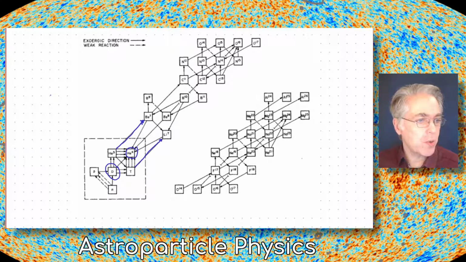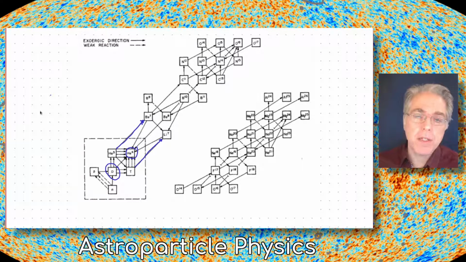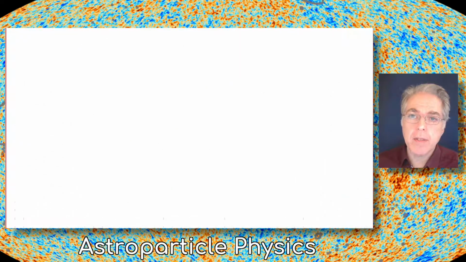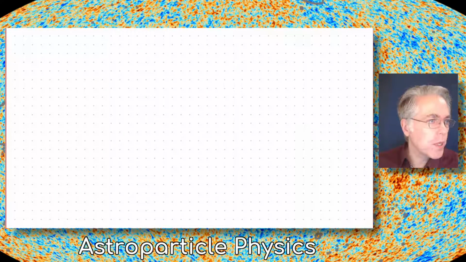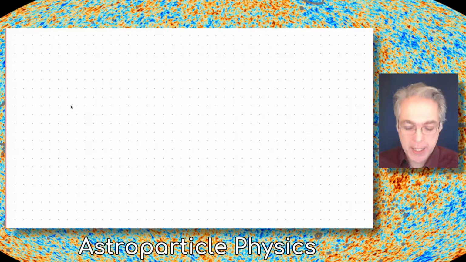Let me just show you some examples of measurements of these kinds of things, so how that actually looks in practice. Here's a measurement which I just grabbed for you, which shows the measurement of absorption lines in intergalactic space.